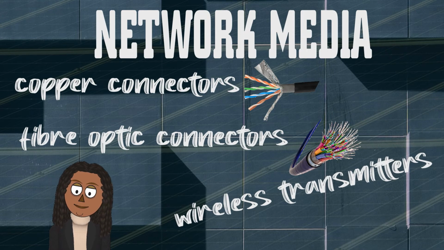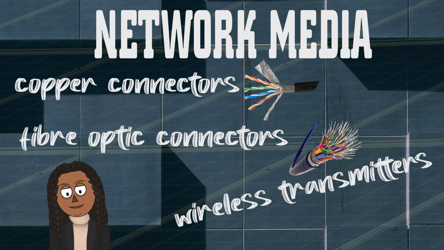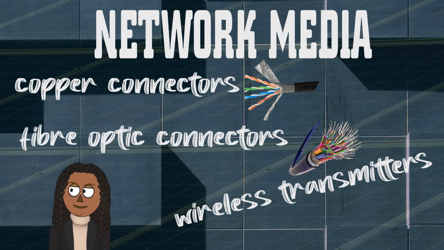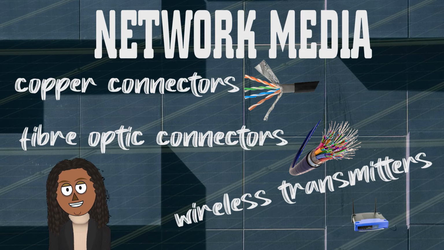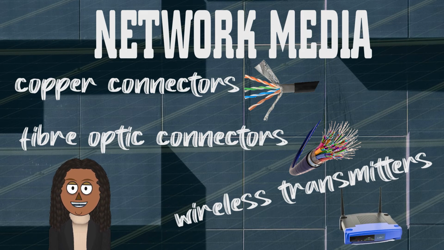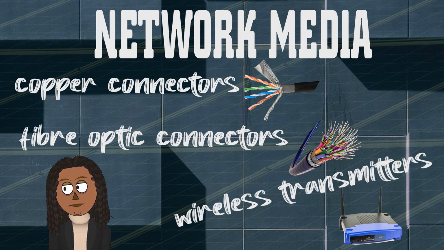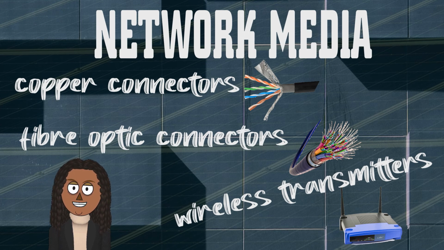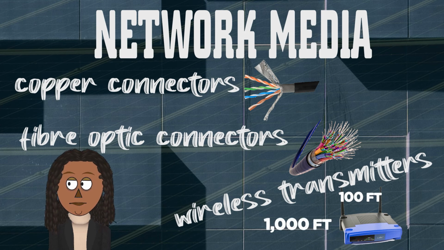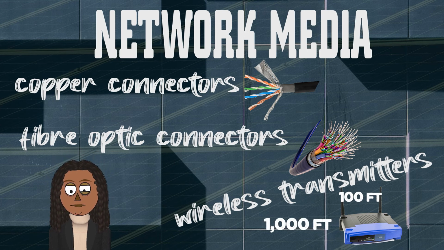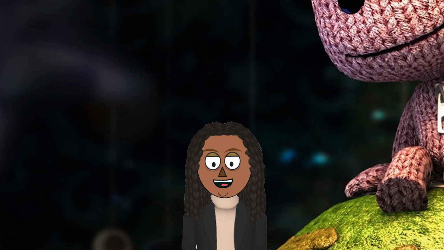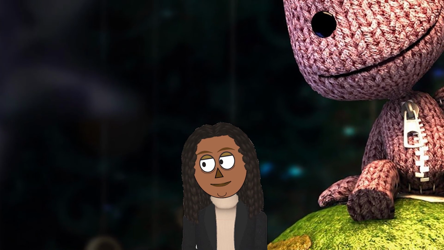Fiber optic connectors, on the other hand, have glass or plastic fibers that run within cables. Your wireless transmitters are used in areas where cables are basically impossible to install. Therefore, only radio frequencies can transmit the data. These signals may range from 100 feet to over 1,000 feet, depending on the condition and the quality of the signal, of course.